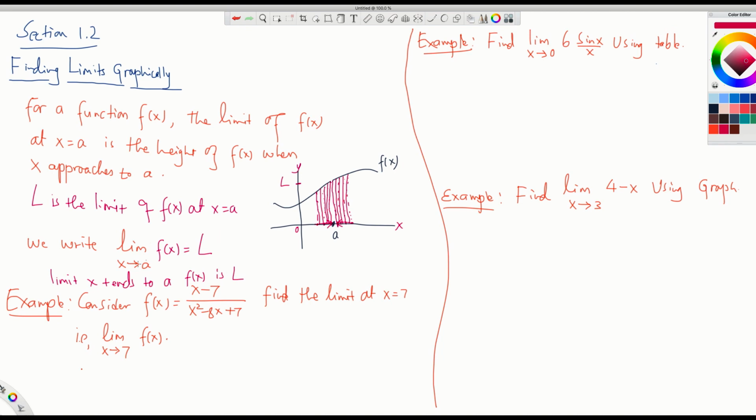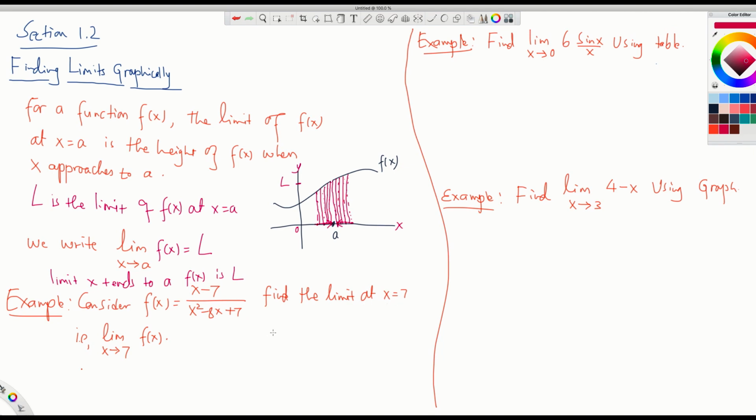This is how we read it and this is how we write it, okay? So let us do an example by making a table, by making a chart. Consider a function f(x) = (x - 7) / (x^2 - 8x + 7). Find the limit at x = 7.